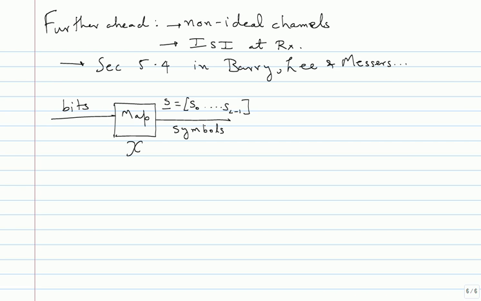Sometimes instead of thinking of it as a vector, I'll think of it as a discrete time complex signal. In that case my notation for this will become S_k. That's a standard notation there. And I'm still going to do a transmit filter here. I'll say my transmit filter impulse response is some g(t).